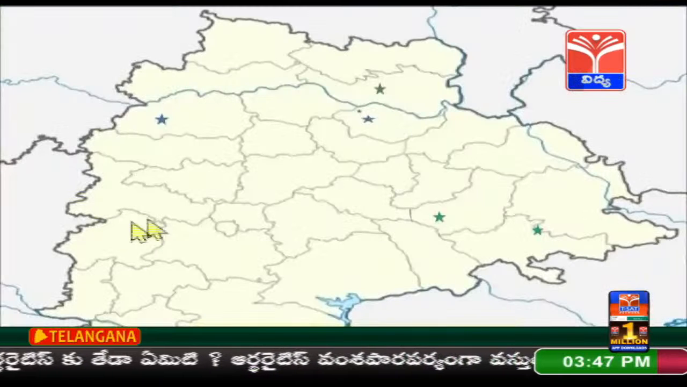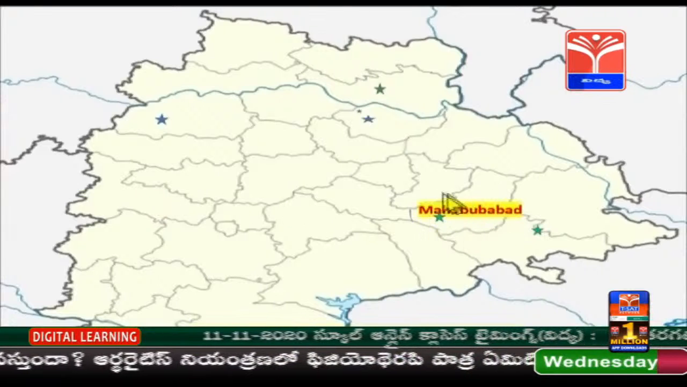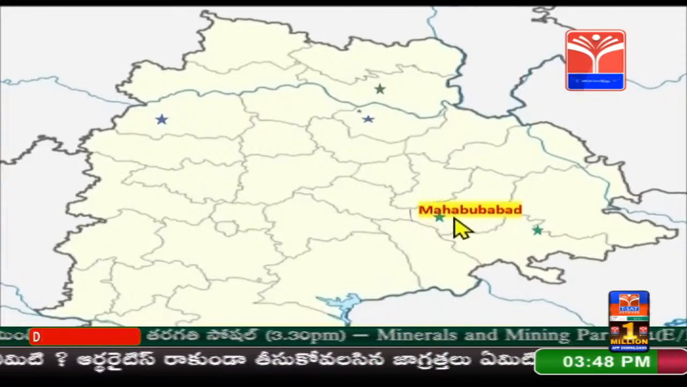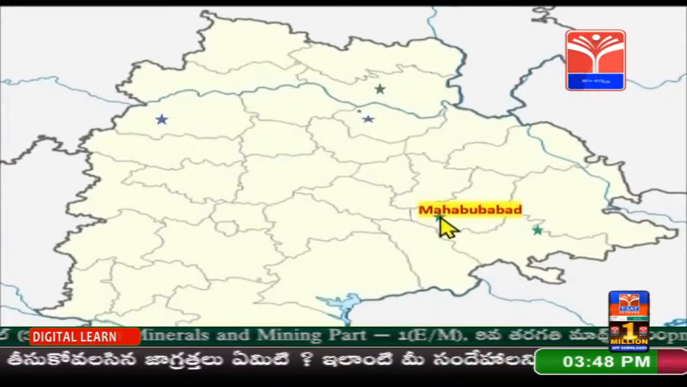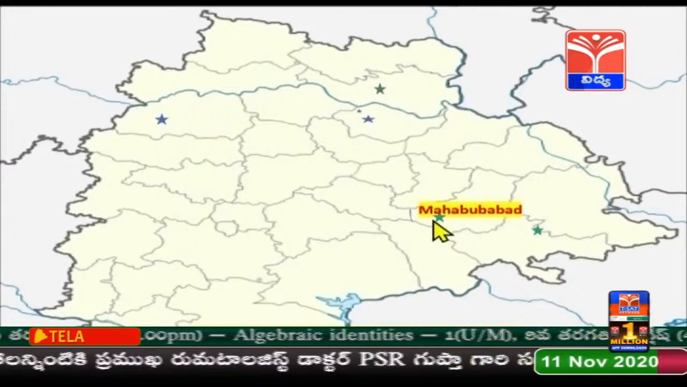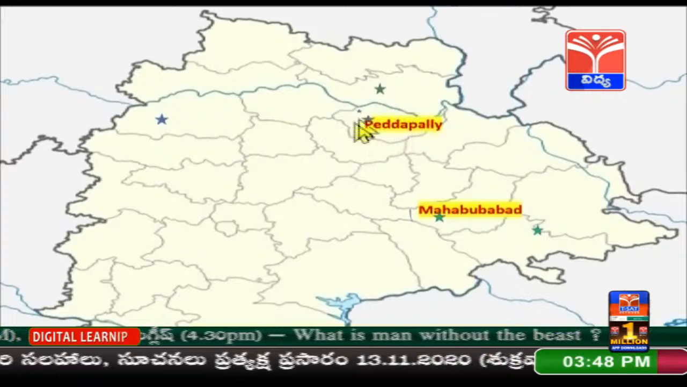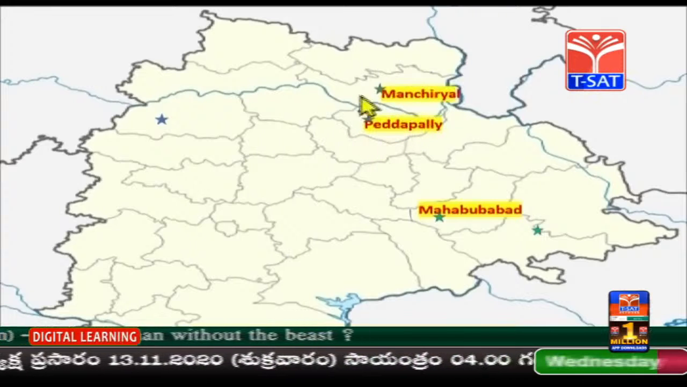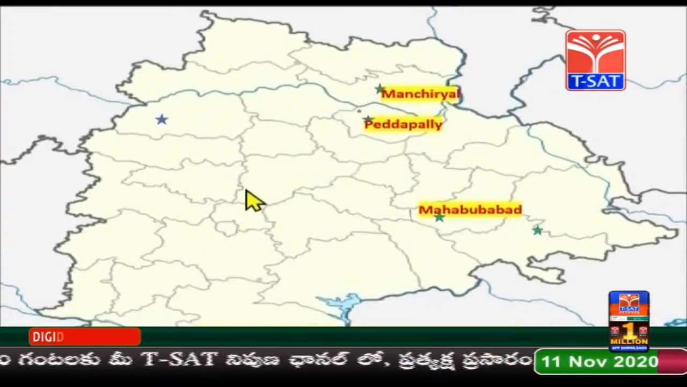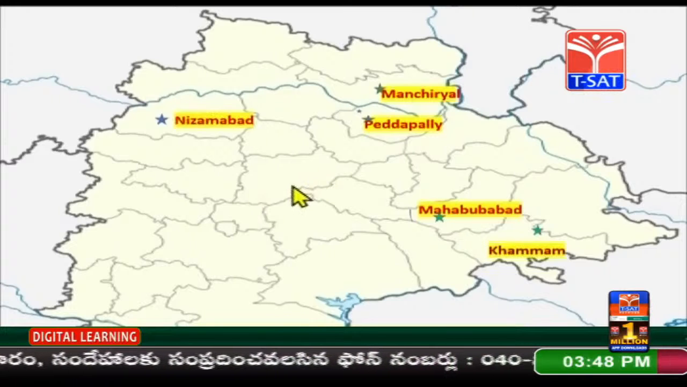See here, children, in the map of Telangana we can locate all these places. Here is Mahbubabad, where in Bayaram forest the float iron as well as the medium grade scattered iron ore deposits are present. And even there are scattered low grade iron ore deposits in Peddapalli and also in Manchiryal district. We also can find the iron ore deposits in other places such as in Nizamabad and in Khammam.